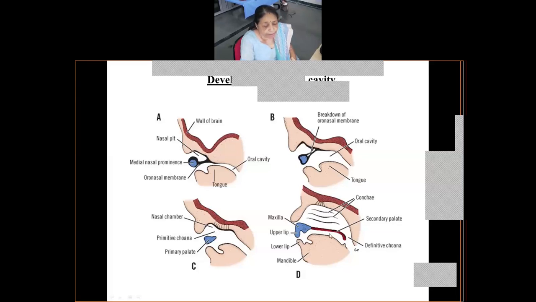Later on, when the palate is formed, the nasal cavity is separated from the oral cavity by the palatine shelves. So here, this is the primary palate, which is formed by the medial nasal process, and this is the secondary palate, which is developed from the maxilla. And one part will also develop, that is the soft palate, which is also from the maxillary process, but here no bone will be formed. Okay.